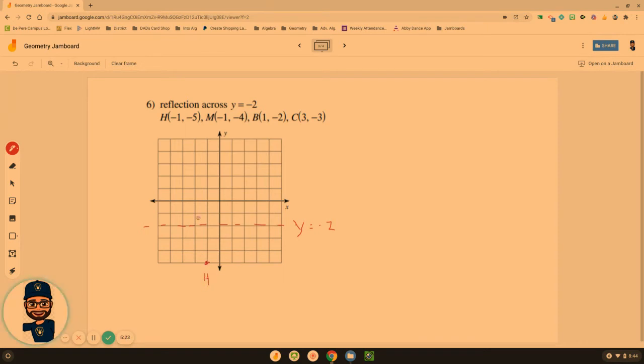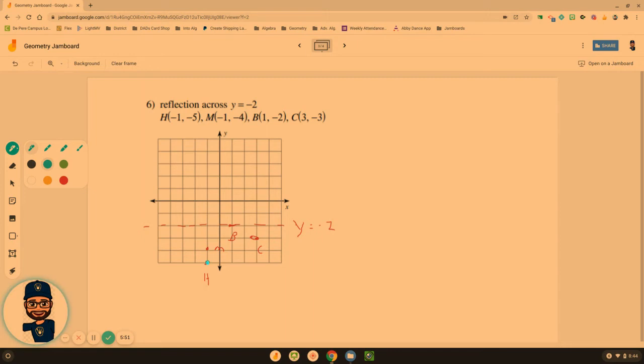The point -1, -4, that's M. 1, -2, which is point B. And 3, -3, which is point C. We need to reflect all of those over the y equals -2 line.